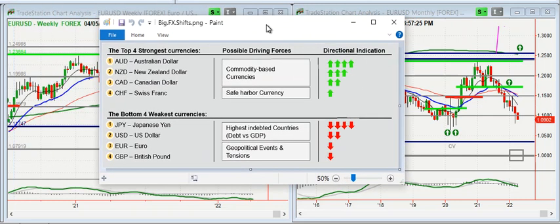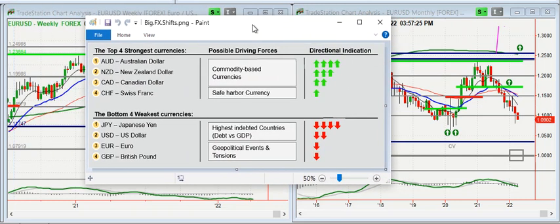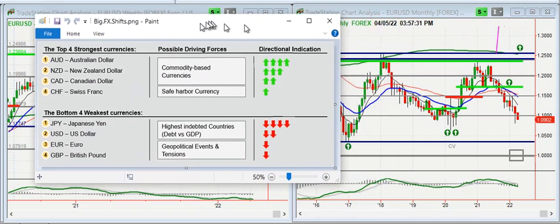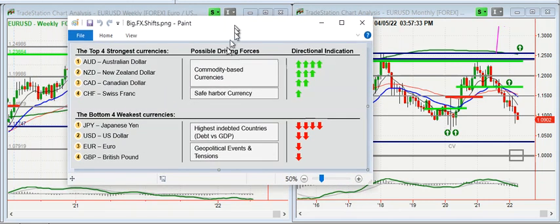Hello everybody, this is a top-down analysis for the Forex market of this month, the month of April. You might remember that I had shared this, the big currency shifts that are going to happen. And this is the list of the top 4 strongest currencies and the top 4 weakest currencies over the next like 10 years. And well, let's have a quick look here.